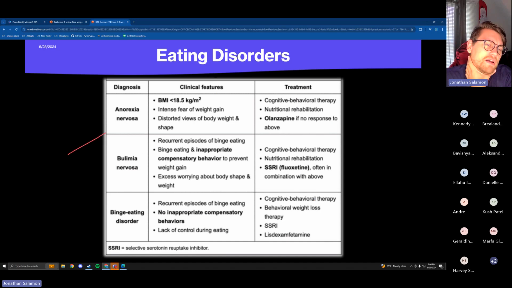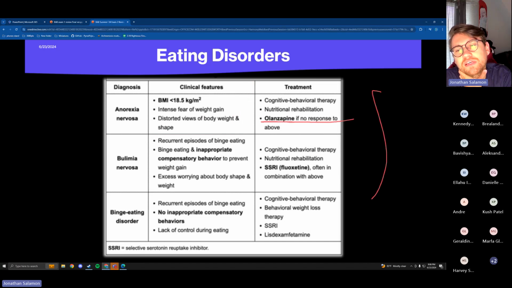Eating disorder is the big thing here. Anorexia, you have to be lower than 18.5 BMI for the purposes of the exams. There is a type of anorexia that is a subcategory where you can be overweight, but for the purpose of exams, you have to be underweight. You also almost always have body dysmorphia. Treat with olanzapine. For all of these, avoid stimulants, avoid Wellbutrin.